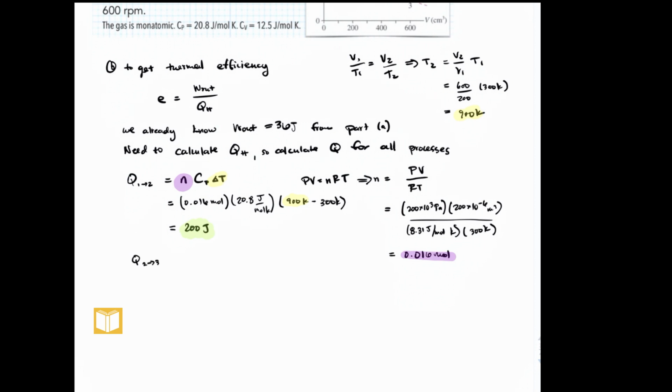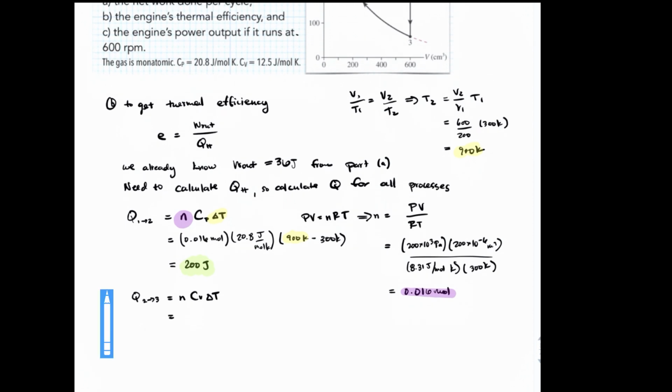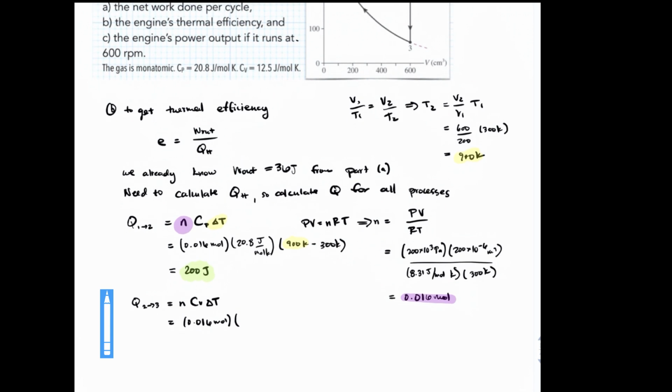All right. Next, we're going to calculate our isochoric process. So that's from 2 to 3. And because it's isochoric, you have nCV, right? That's the heat capacity for a constant volume process. So the n's the same. Now we're using 12.5 joules per mole Kelvin for C sub V.